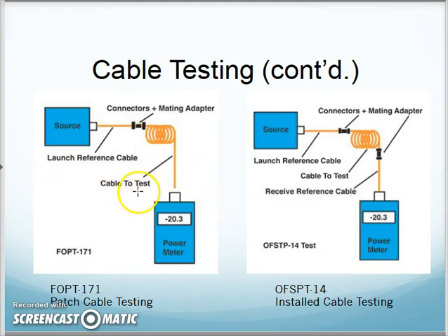Then they show you two different test procedures, the fiber optic testing procedure 171 and 14, and they show you here, and I put a little note down here at the bottom to get you thinking this would be the kind of test you do on maybe a patch cable. This is your patch cable you're trying to test. And over here, this would be the kind of test you would do on an installed cable run, if you will. Just to give you an idea, they have two different test procedures to allow for different types of cables that you would be testing.